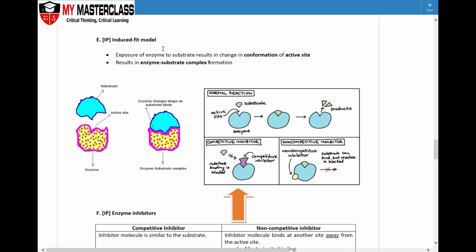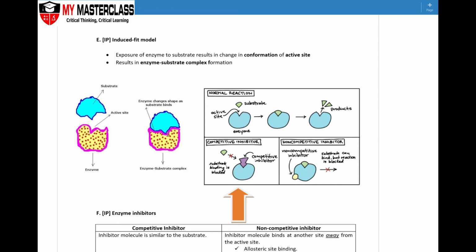Okay. So the induced fit model, as the name suggests, is that when the substrate enters or nears the active site of the enzyme. Okay, so this is the enzyme, this is my substrate. So as my substrate enters or nears the active site of the enzyme, there will be slight induced bonding, and this slight induced bonding causes a conformational change. Which means to say that my active site actually conforms to fit my substrate into it, therefore allowing an enzyme substrate complex to be formed.